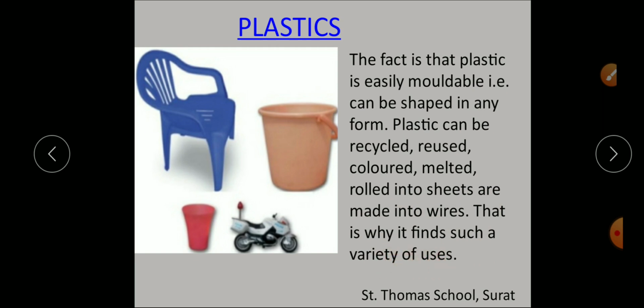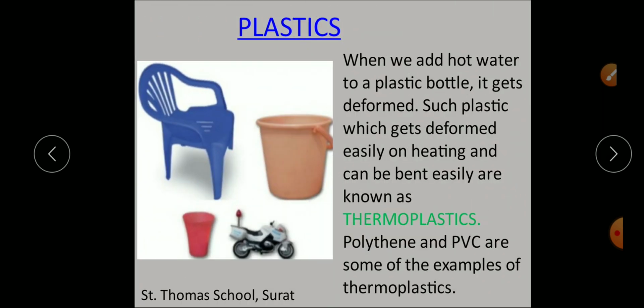These plastics can be molded or shaped usually by heat and pressure. So plastics can be recycled, reused, melted, colored, and rolled into sheets, etc. Repeated heating and cooling do not alter the chemical nature of plastics. So plastics are of two kinds. One is thermosets and the other is thermoplastics.